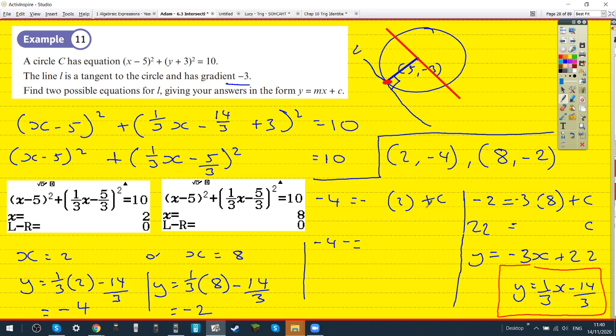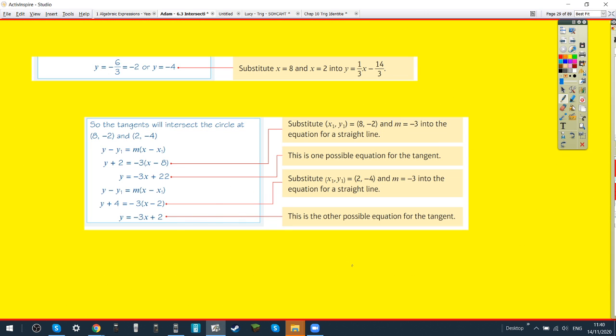And then the second one you'd write out as -4 equals 3 minus 3 brackets 2 plus c, which gives you -4 equals -6 plus c. Then you add 6 to both sides, so 2 equals c. And then you put it back into the equation, so y equals -3x plus 2. Sorry, y equals -3x plus 22 for the first one.